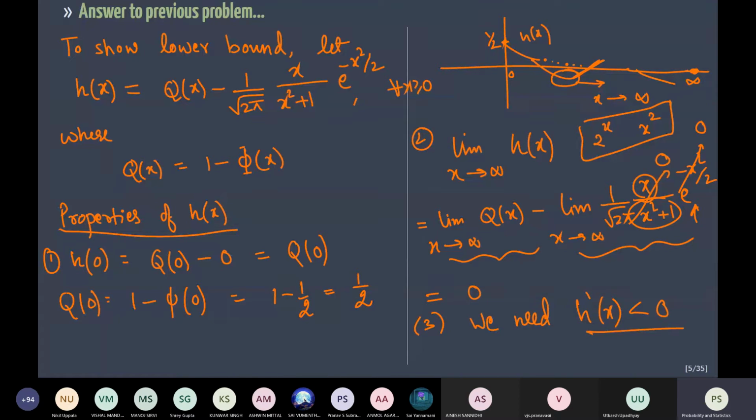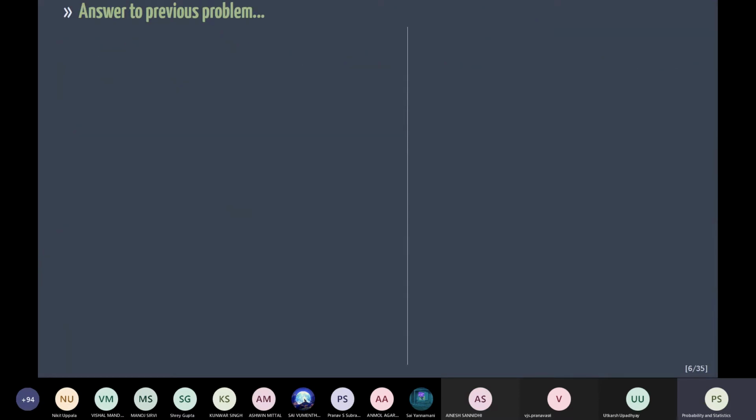So we have to do the derivative now of h prime x. Let us do it here. I will copy the hx here. So hx is qx minus 1 by square root of 2 pi x by x square plus 1 e to the minus x square by 2, for all x greater than equal to 0. This is hx, and we do the derivative of this with respect to x.